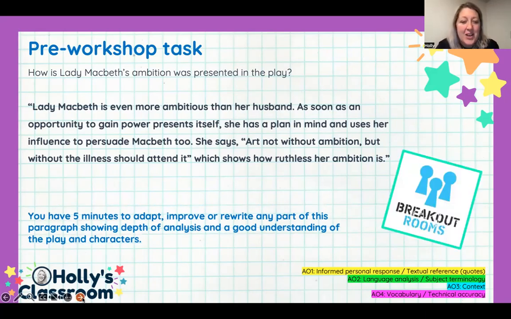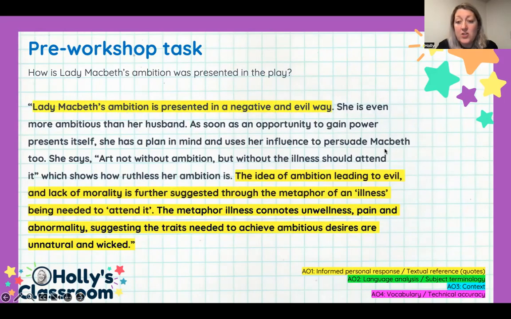Okay, so here we go. Here is a suggestion of how you might develop this particular answer. So I've put a little extra bit on the beginning just to structure the idea in the right direction, to make sure it's actually responding to the question. And I've added onto the end the idea of ambition leading to evil and lack of morality is further suggested through the metaphor of an illness being needed to attend it. The metaphor illness connotes unwellness, pain, and abnormality, suggesting the traits needed to achieve ambitious desires are unnatural and wicked.